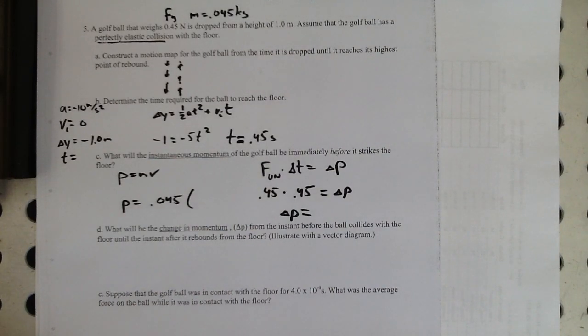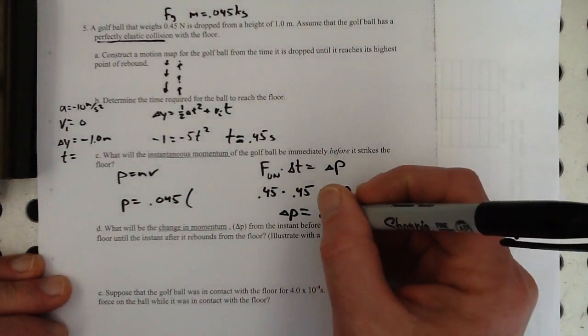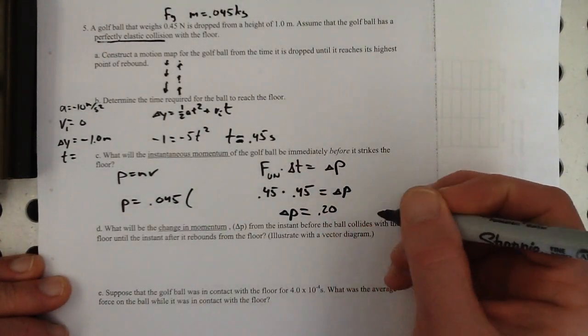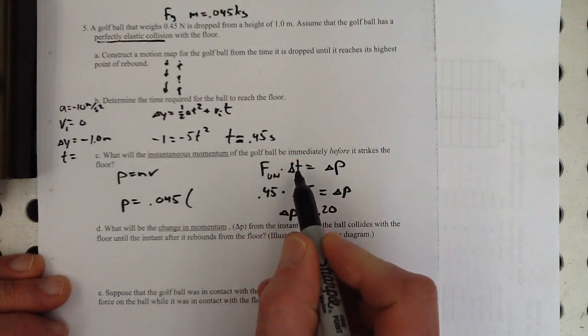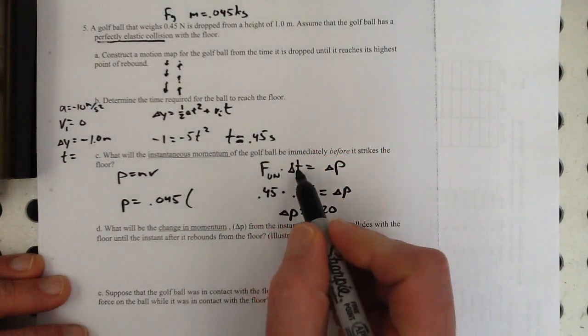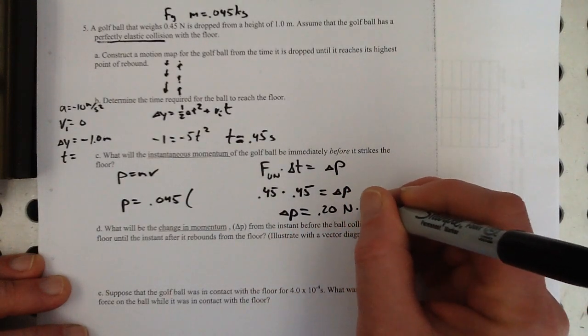So I'm just multiplying 0.45 by itself. That's about 0.20. I'm going to call that, since I got that by multiplying a force times a time, Newton seconds.